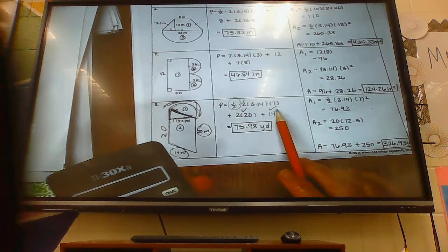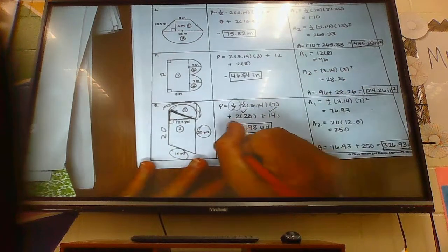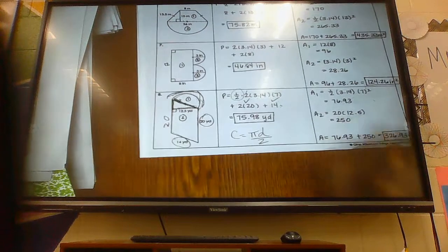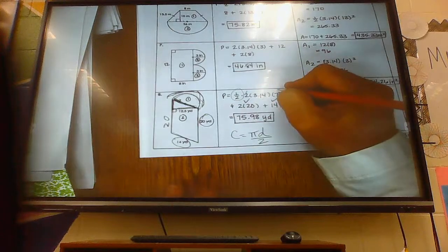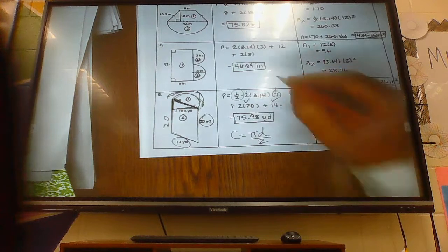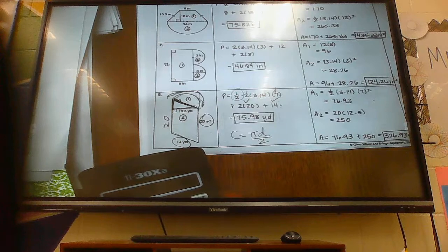Why are we doing 1.5 if it's perimeter? Well, because you're finding circumference of a semicircle, so you're dividing by 2. They just didn't write it, but circumference is pi d over 2 for a semicircle, right? So it looks like they used r instead of d, right? So that should have been 14. 14 times pi times 2 divided by 2.